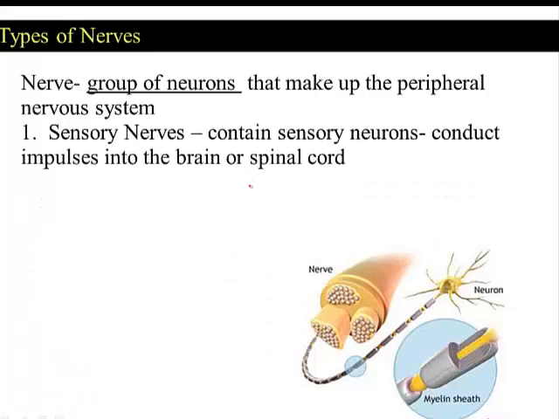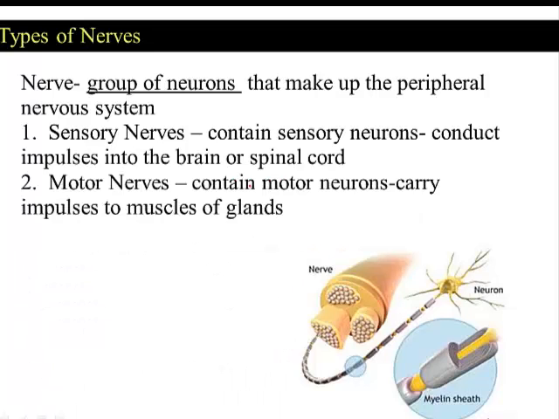So you have sensory nerves. Sensory nerves are going to contain sensory neurons, and so they're going to do the same thing. They're going to conduct impulses to the brain and spinal cord. Motor nerves are going to contain motor neurons, and they're going to carry impulses out to the muscles and glands. So again, the difference between a nerve and a neuron is that a nerve is a group of neurons that are all connected to each other.